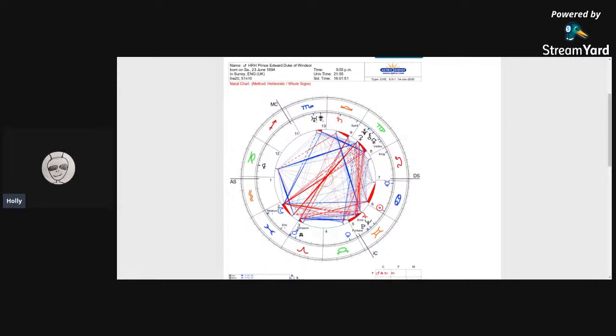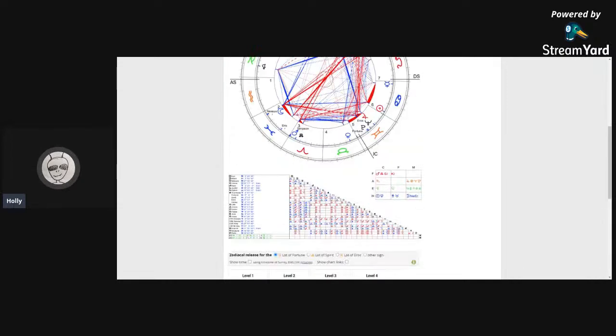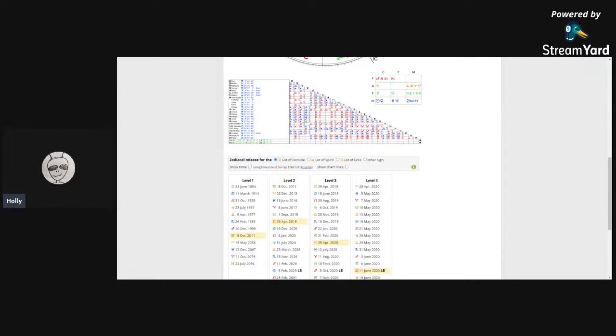Aquarius is known as being the sign of the people. It is very egalitarian.